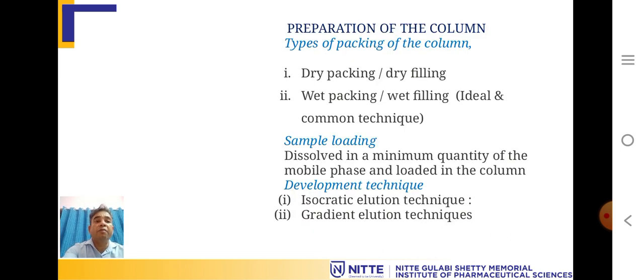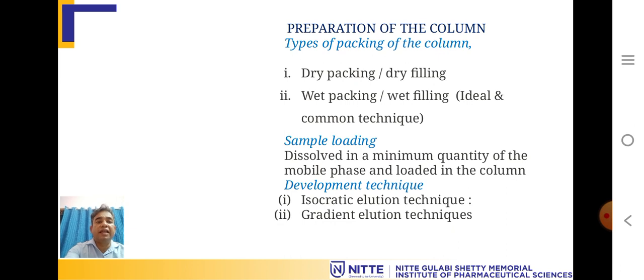Next is packing of the column. When I discuss elution, I will also talk about the packing. The packing is in two forms: dry packing and wet packing. So what is dry packing? The stationary phase which you are going to pack into the column is not dissolved in any solvent. It is directly poured into the column and packed, and it is tapped so that no gap is trapped in between. In wet packing, we dissolve the stationary phase in the mobile phase, and then we pack it so that the packing is proper and ideal, right?